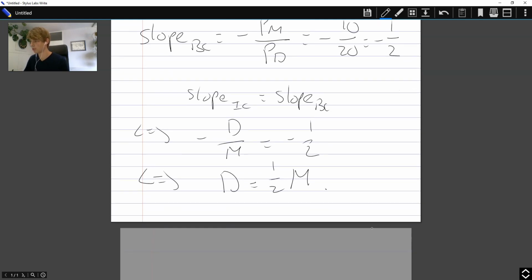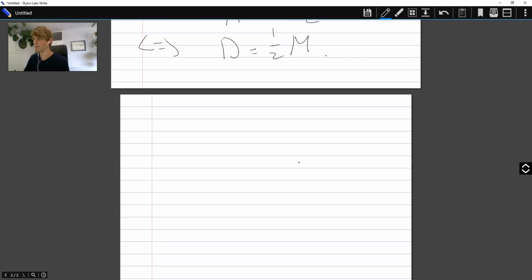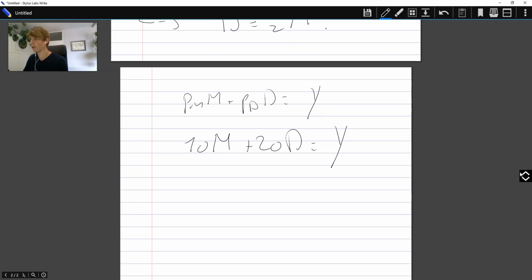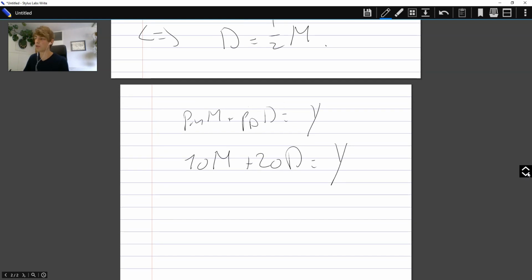Okay, so now we're supposed to draw this for incomes between 0 and 100. So let's look at our budget constraint, which reads like this. Clearly, if our income equals 0, then our consumption of movie tickets and DVDs equals 0 as well, because we don't have the money to buy them.